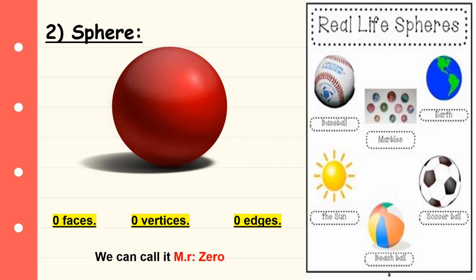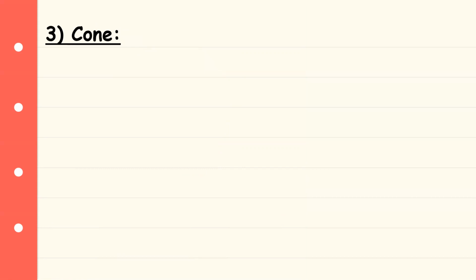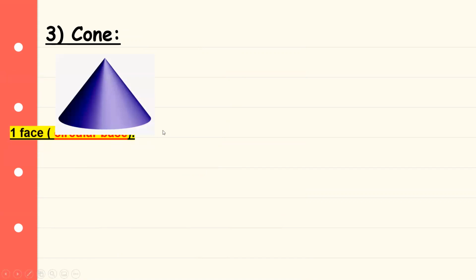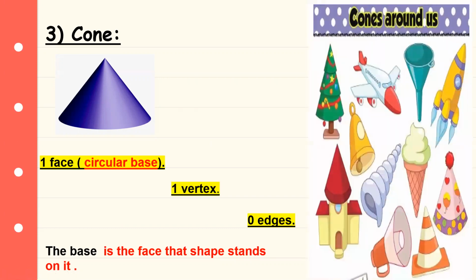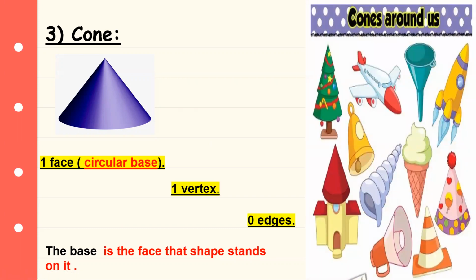Okay, now we have taken the rectangular prism and sphere. Then let's take the third example, cone. Now let's find out how many faces it has. It has one face, and we call it the circular base. What is the base? The base is the face that the shape stands on.